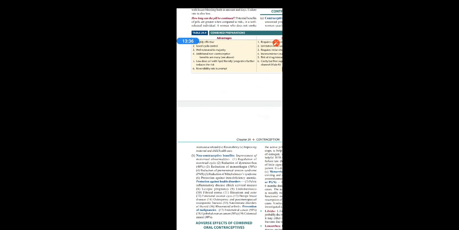Coming to the benefits of oral contraceptive pill, they include, first of all, a contraceptive benefit, that is a protection against unwanted pregnancy, convenient to use. Reversibility is there, improving maternal and child health care.